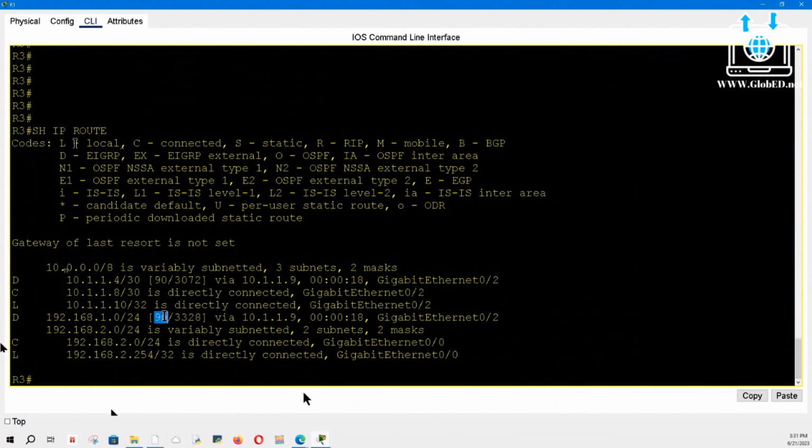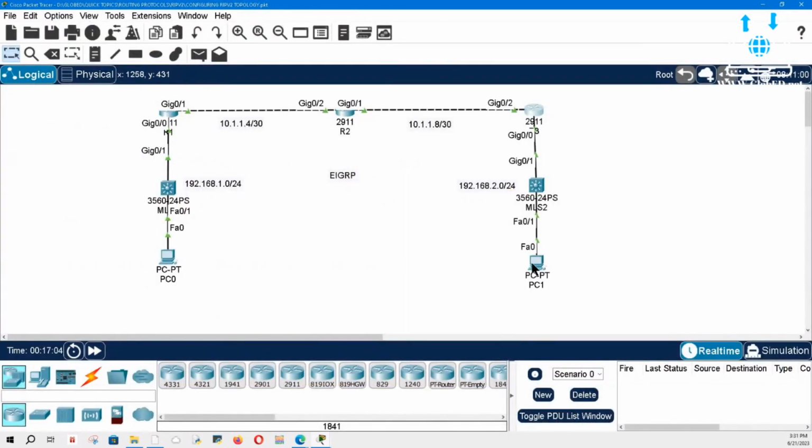The default administrative distance of EIGRP is 90. It's lower than RIP. Lower than RIP. Therefore, I win. I'm more believable, I'm more trustworthy, so I'm going to use that. This is a metric that it calculates based on bandwidth and delay. And I'm learning it from the same interface that I learned it before, from my neighbor on my interface. So what do we do? We test. How do we test? We ping.